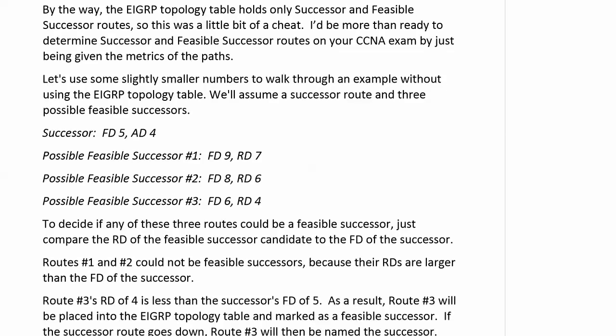Now, that was a little bit of a cheat, I admit, because the EIGRP topology table holds only successor and feasible successors. You're not going to see every single potential route in the topology table. If it is not a successor or a feasible successor, you're not going to see them in there. So EIGRP has already done the work there. But I would personally be more than ready to determine successor and feasible successor routes on your exam by just being given the metrics of the paths. And that's what we're going to do next.